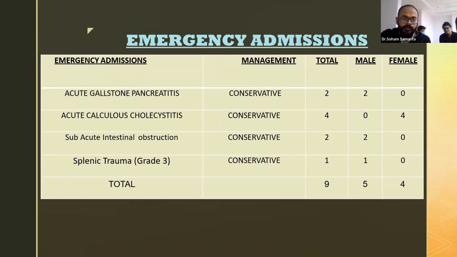In emergency admissions, 2 cases of acute gallstone pancreatitis, 4 cases of acute calculous cholecystitis, 2 cases of subacute intestinal obstruction, and 1 case of splenic trauma grade 3 were admitted. All of them were managed conservatively.